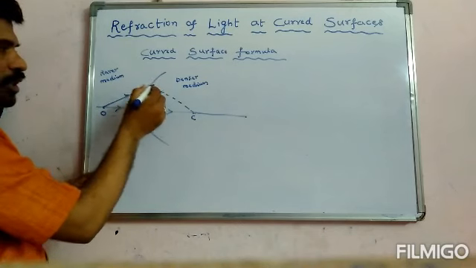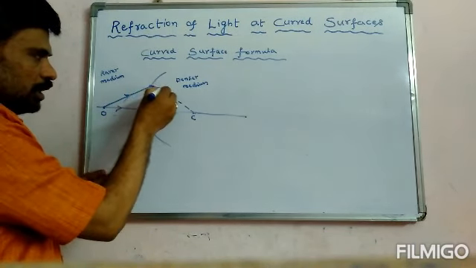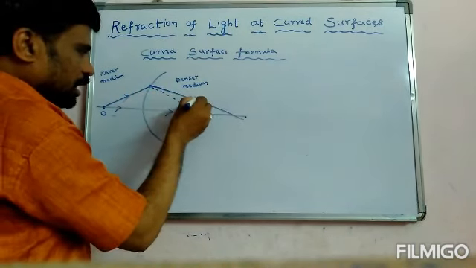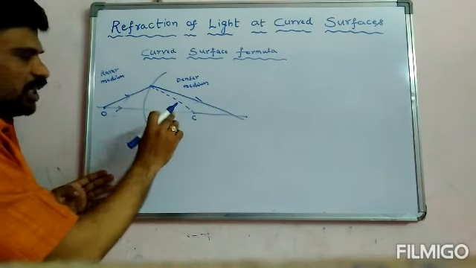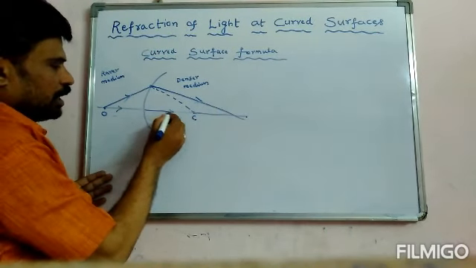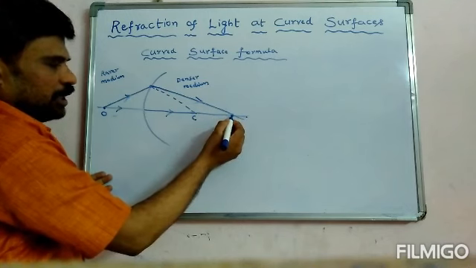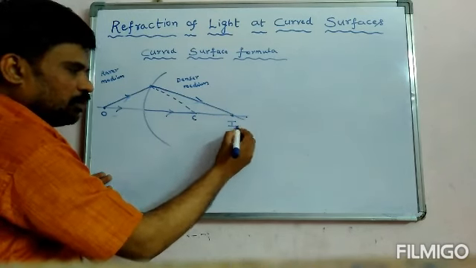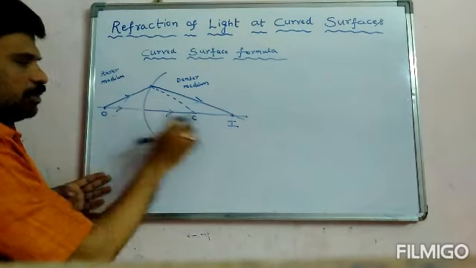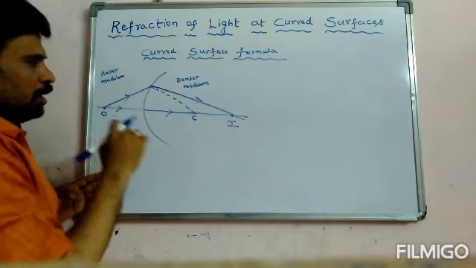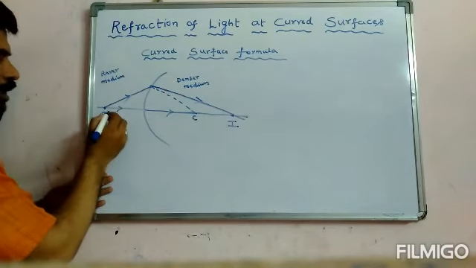Now it moves towards the normal. Towards the normal means the light ray gets refracted in this manner. Now here you can see both the refracted rays met at this point. Nothing but the image is formed here. The image of this object is formed here. Right.